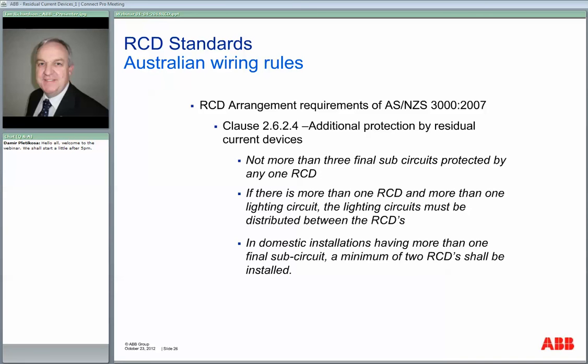In domestic installations, if you've got more than one final sub-circuit, which is generally the case, we're required to have a minimum of two RCDs. So I think if I was writing these standards, I would have put that one first. It's quite clear there is a minimum of two RCDs even in a domestic situation. The only rider is if there's only one final sub-circuit, which may be the case if it happened to be a bungalow.